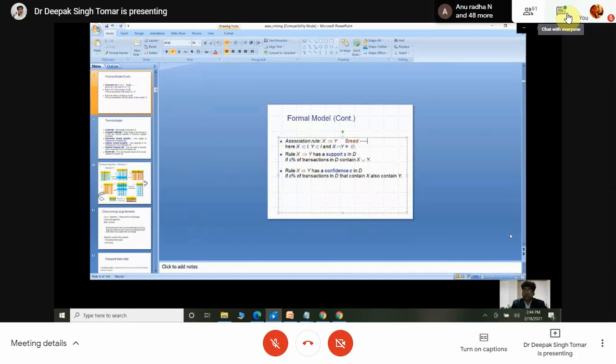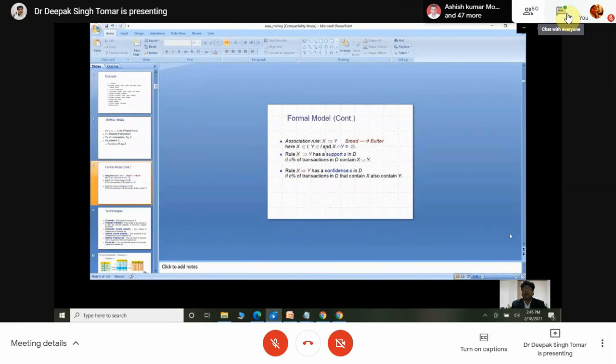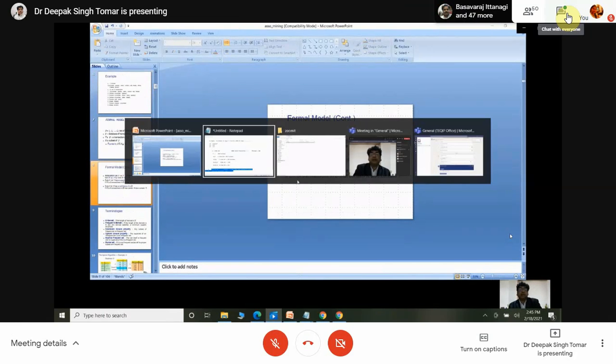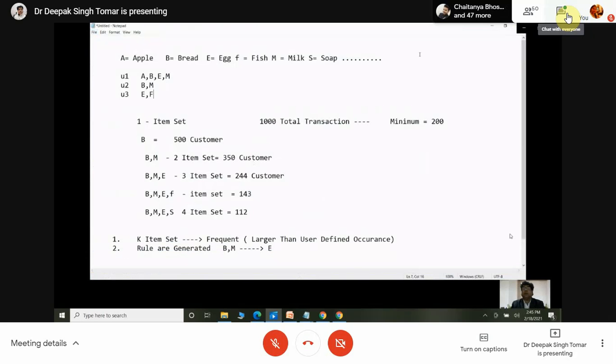Both will be from the items. So this means they may be available in this item set here. Second is that we do not have the two item sets. What is this? It means that the rule will not be like that.